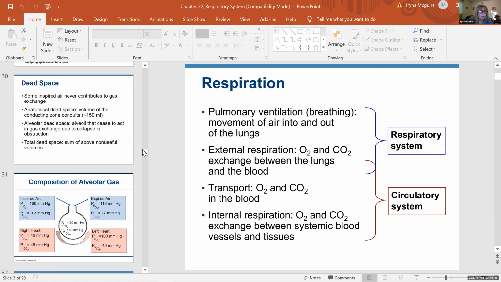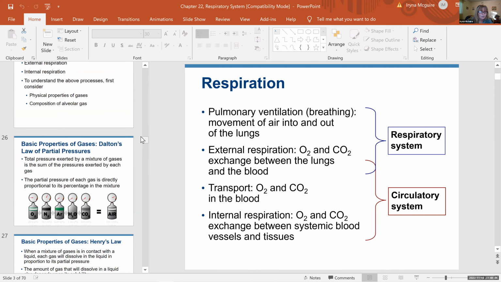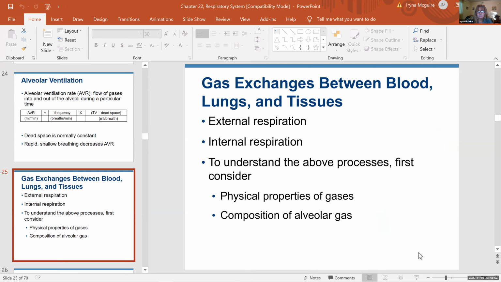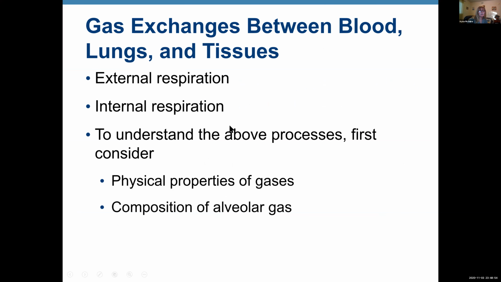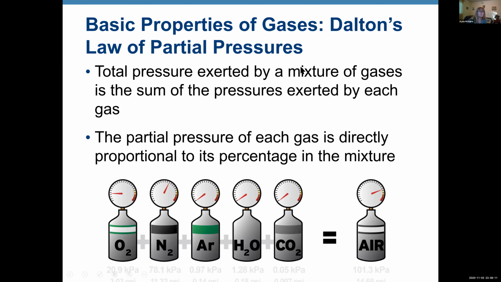Okay, I need to speed up a little bit because it's already almost an hour. Okay, so external and internal respiration. And again, before we discuss this, we need to be familiar with some processes like physical properties of gases and composition of alveolar gas. Okay, so first, we use Dalton's law of partial pressure that tells you that the total pressure of a mixture of gas is the sum of the pressure exerted by each gas, right?